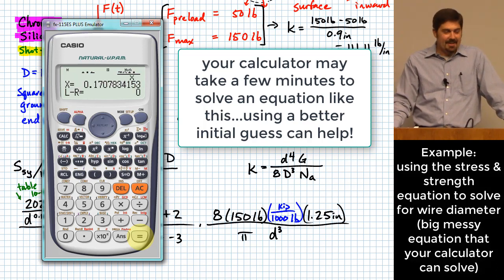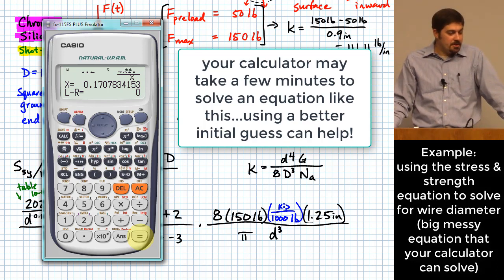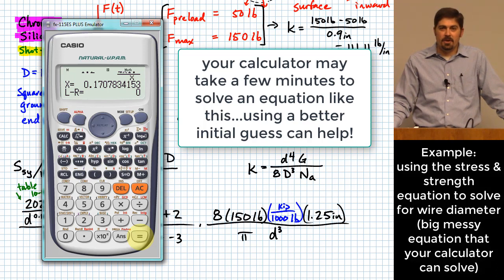Now, what are some of the things you can do to make this more likely to solve? Okay, you can maybe reduce stuff down. One of the things you can do is if you have some vague idea of what the D is going to be, the wire diameter, you can enter that as an initial guess.